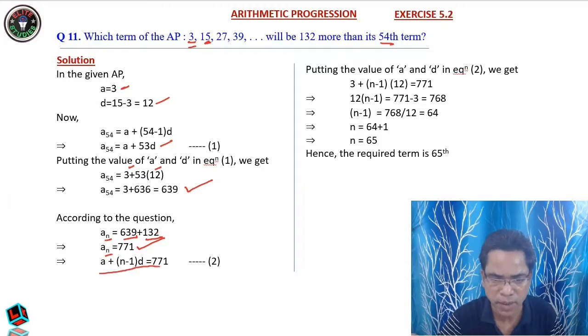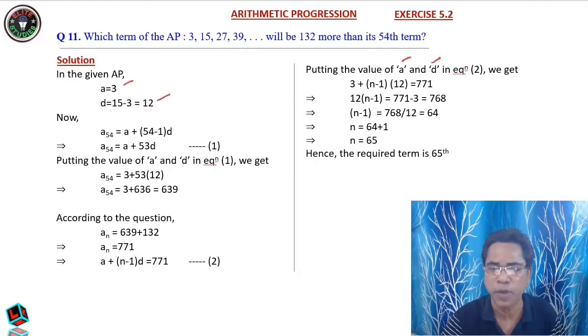Now you use this equation: A plus (N minus 1)D is equal to 771. We know the value of A, we know the value of D, and everything is known, so we can calculate the value of N. Putting the values of A and D in equation 2, after solving, we get N is equal to 65. You can easily solve it. So hence our answer is 65.